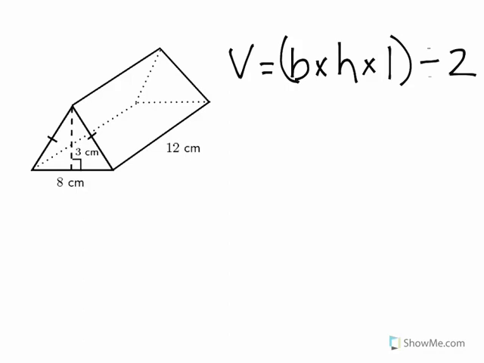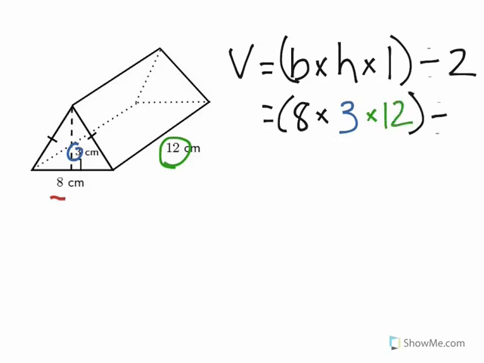Let's see how to use the formula. So here's our formula again. Volume equals base times height times length divided by 2. And as we know, we need to communicate mathematically what we're doing first by always showing our formula. The next thing we're going to do is substitute in our values. So in this case, our base is this number here of 8. Our height is this number here, or 3. And our length is 12 over here. And we're going to take all of that and divide it by 2.